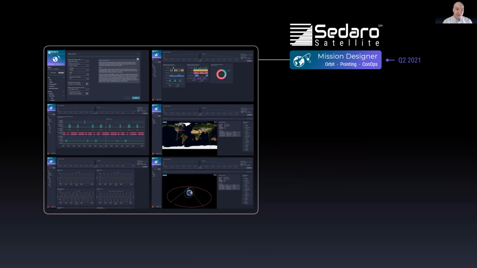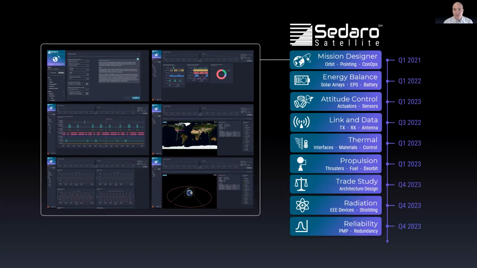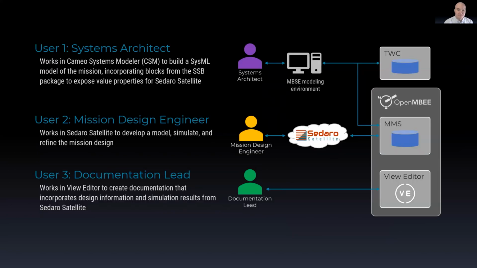We've developed it from the ground up to leverage all of the power, collaborative potential, and flexibility of cloud computing and web applications. The platform and the mission designer module that I'll show you are in testing now and will be released in the next few months. And this module addresses orbit pointing and CONOPS design. The next five modules will be energy balance, attitude control, link and data, thermal, and propulsion. And those will really round out our core capability. And then we'll move through our current roadmap and continue indefinitely to add scope and capability to the platform.